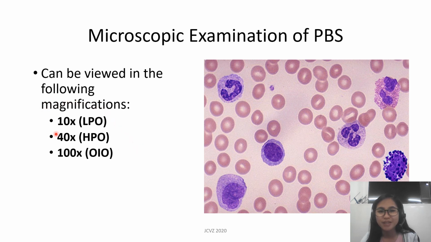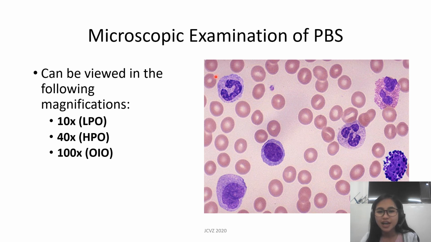The most important magnification to use for that is always your oil immersion objective because it has 100 times magnification that makes you distinguish one particular WBC from the other WBCs. And also, you can see the morphological appearance of your red blood cells and your platelets.